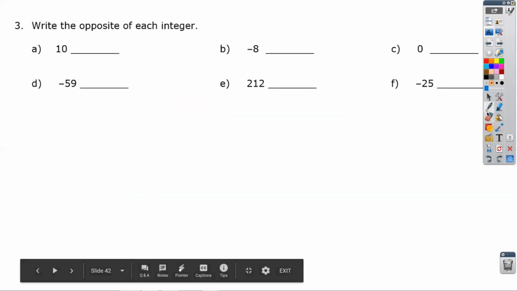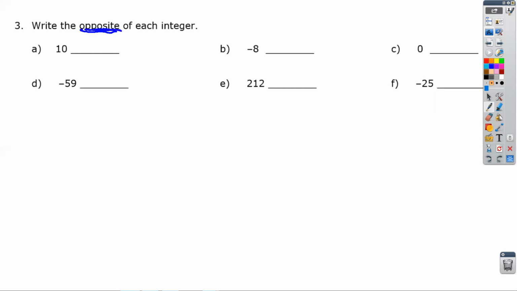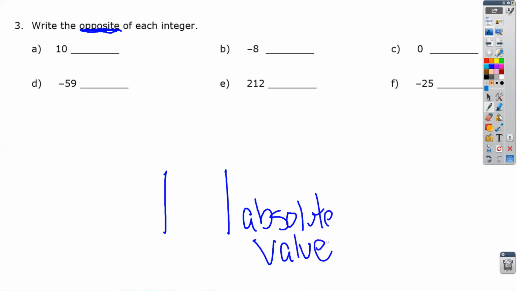Number 3. Now notice number 3 is no longer asking for absolute value and wants the opposite. So remember, absolute value would have this. However, none of these numbers have the absolute value symbol. Therefore, it wants the opposite. So what's the opposite of +10? Good, -10. What's the opposite of -8? +8. Good. Now I can write it as 8 or I can say +8. Either way is okay. It's the opposite of 0. Remember, 0 is not positive or negative.